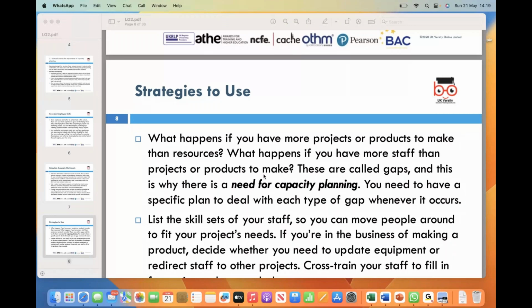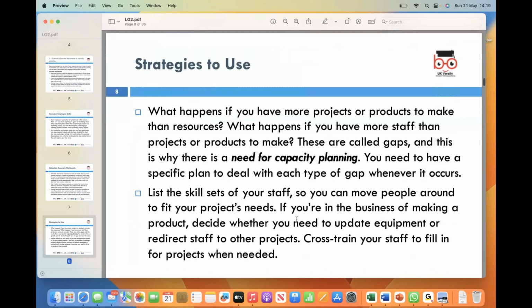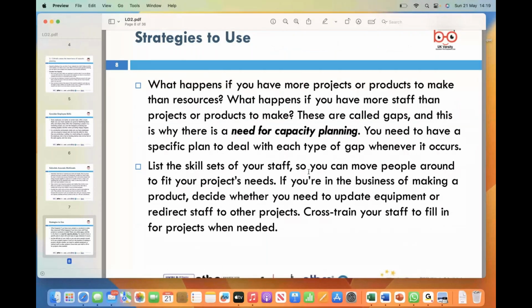It is not uncommon to encounter situations where there are either more projects or products to make than available resources, or conversely, more staff than projects or products to handle. These gaps in capacity can have significant implications for the success of your project or your organization. So, therefore, it is very essential to develop strategies to address these gaps when they occur.